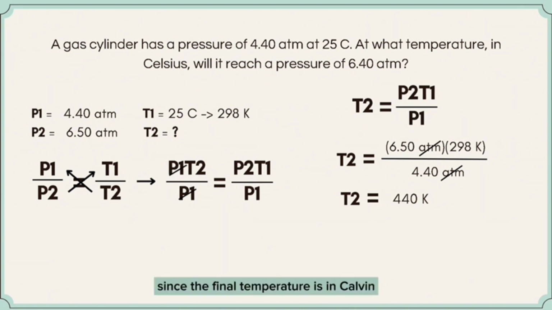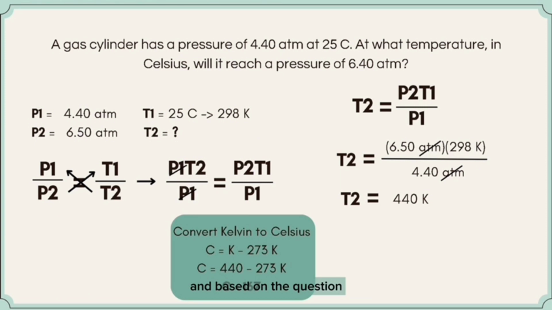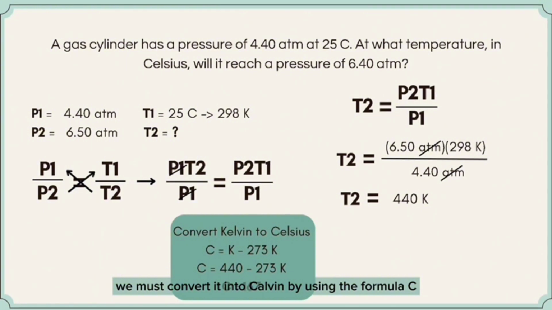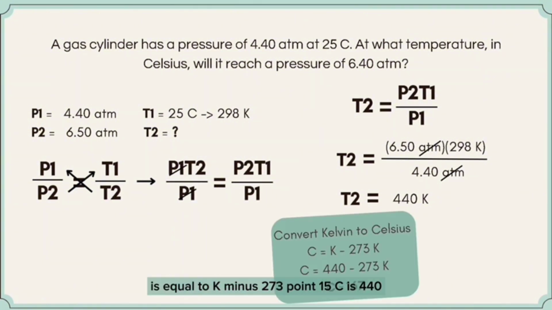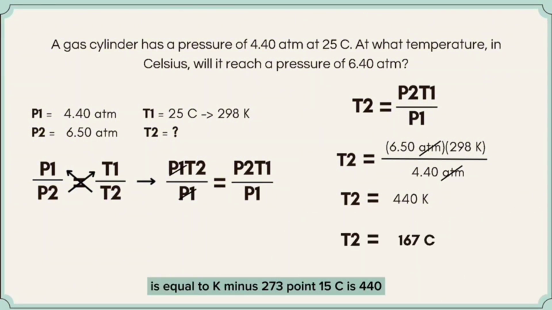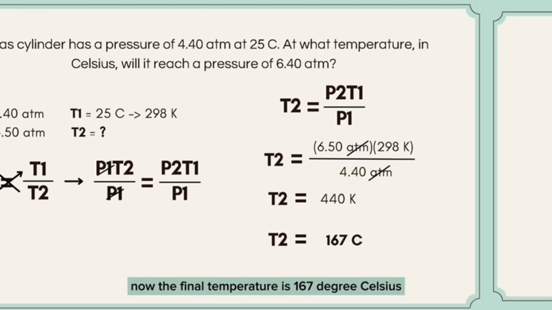Since the final temperature is in Kelvin and based on the question, we must find its Celsius form. We must convert it into Celsius by using the formula C is equal to K minus 273.15. C is 440 K minus 273.15 is equal to 167 degrees Celsius. Now, the final temperature is 167 degrees Celsius.